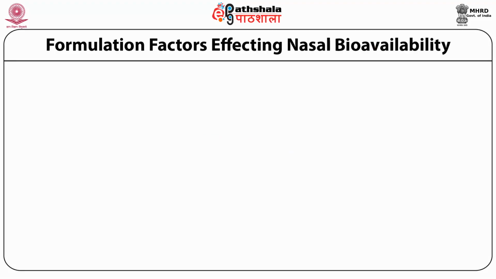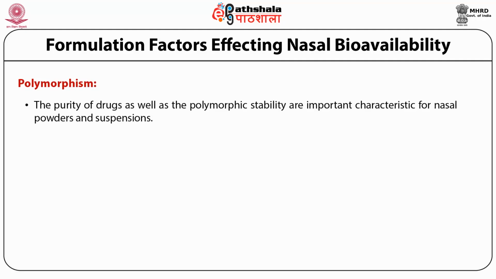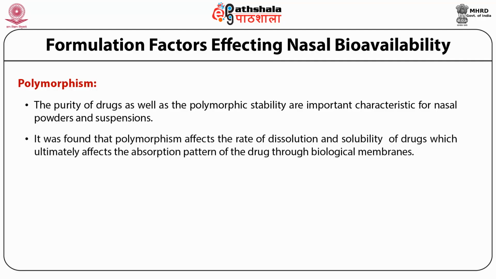In continuation of studying the various drug aspects which will be of importance in nasal drug delivery, we come to the next important point, that is polymorphism. The purity of the drugs as well as the polymorphic stability are very important characteristics for nasal powders and suspensions. It was found that polymorphism affects the rate of dissolution and solubility of the drugs, which ultimately affects the absorption pattern of the drug through the biological membranes.